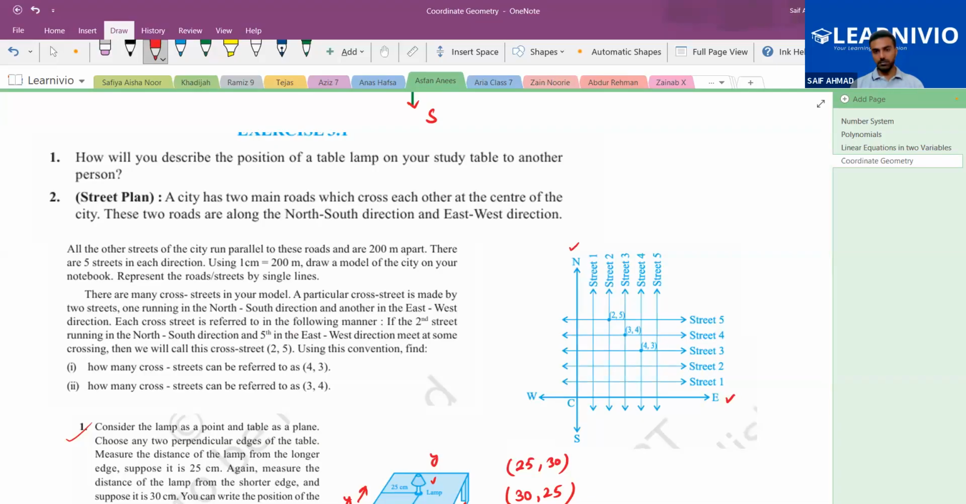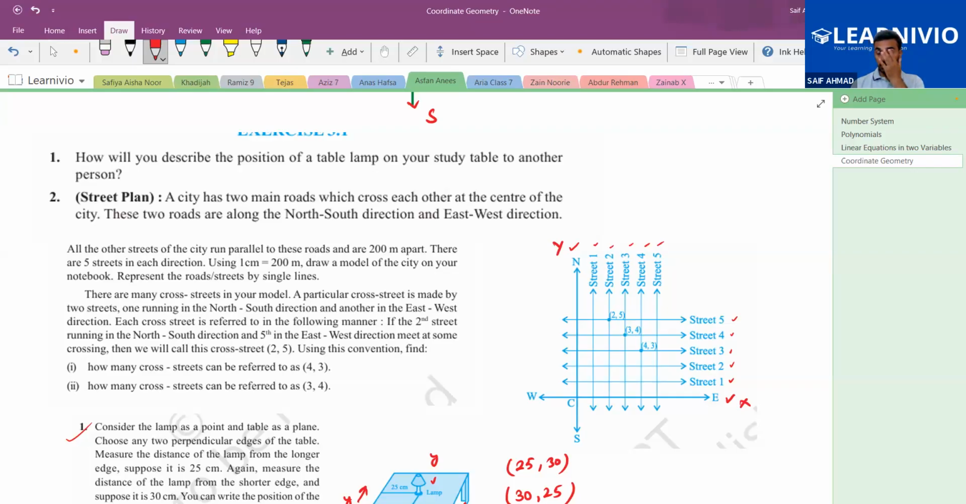This is the main road. And all other streets of the city run parallel to these roads. You can see here, this is street 1, street 2, street 3, street 4, street 5. These are all parallel to the x-axis. This is the x-axis and this is the y-axis. These 5 streets run parallel to the x-axis and these 5 streets, 1, 2, 3, 4, 5, run parallel to the y-axis. Understood?